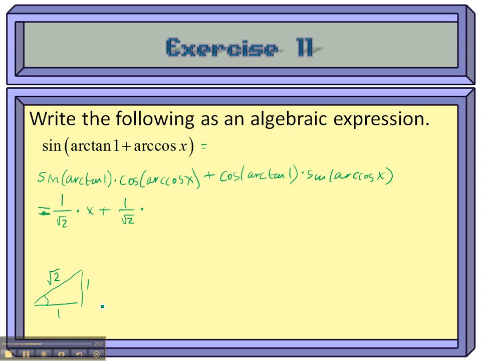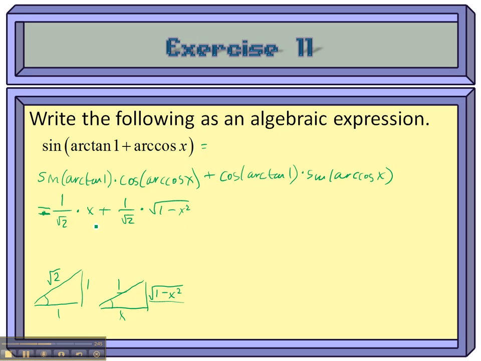We need to draw ourselves another right triangle for this one. Here's our angle. Cosine is adjacent over hypotenuse, so that's going to be x over 1. Use the Pythagorean theorem to find the opposite side. It's the square root of 1 squared minus x squared. So the sine of that is opposite over hypotenuse, just square root of 1 minus x squared.